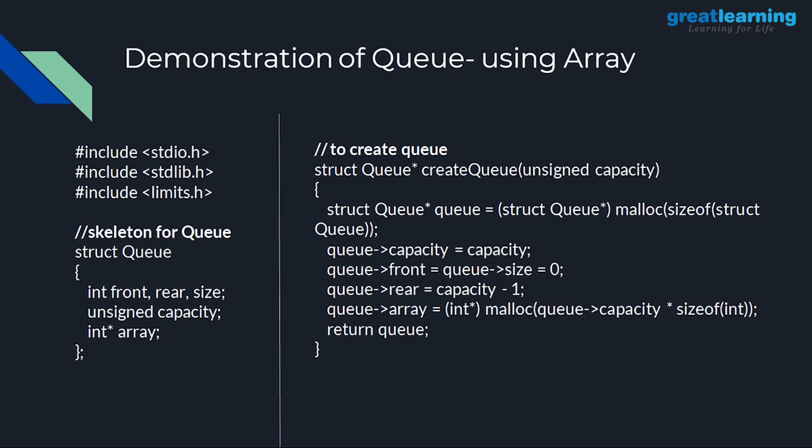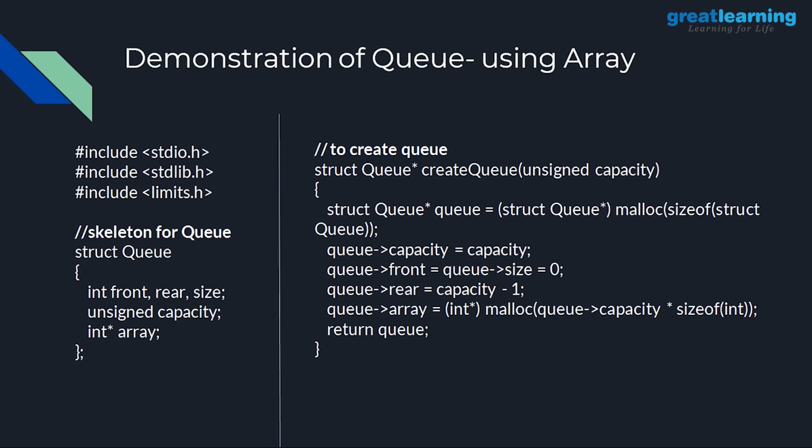Now let's go to how we create a queue. So basically it is returning a queue, right? So we need a pointer, right? And its argument is unsigned capacity, so that we can assign it to the size of the array, right? In the second last statement, if you can see, we are using the malloc function to assign memory to the array, right? We are typecasting it to an int.